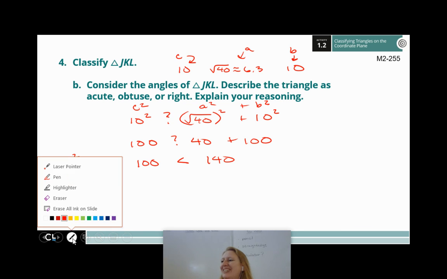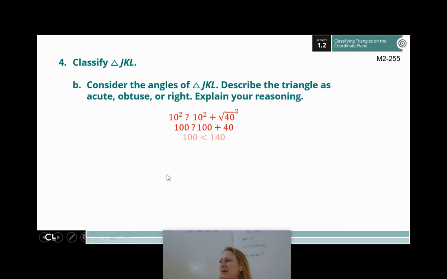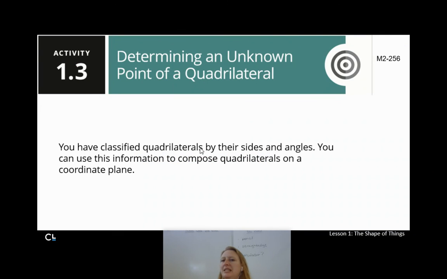Oh my gosh. Here, I'm going to erase this so we can see the pretty typed stuff. Triangle JKL is an acute triangle. My c squared was too small. So sad. One last little trick, and this one's the easiest and the nicest one of all.